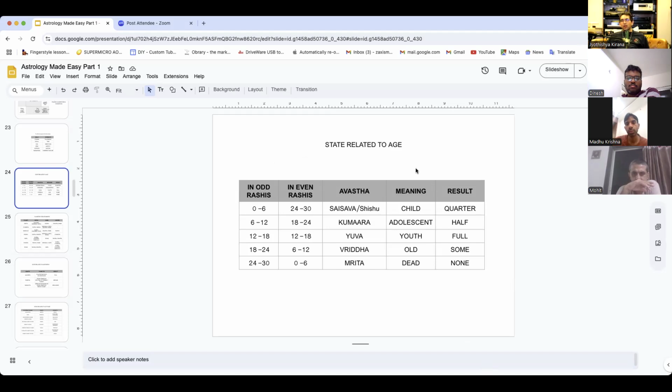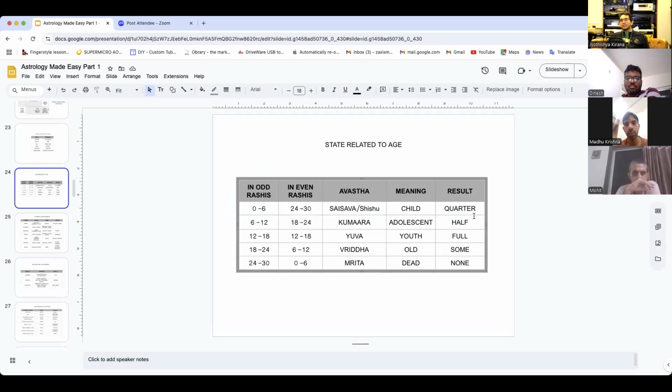Now, a lot of people have this question. Oh, Shadbala shows it is very high, but you say it is in Shishu Avastha. How is this working? Because other states have given it more strength. So now what happens? But it is very strong. Are you able to understand this?